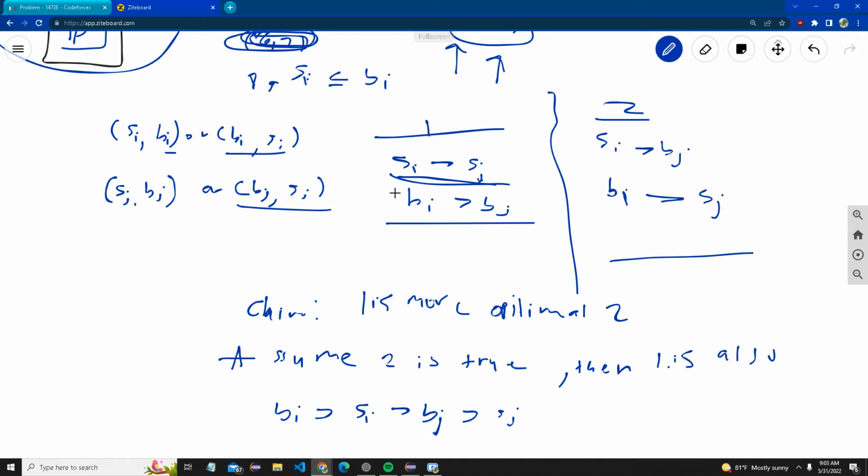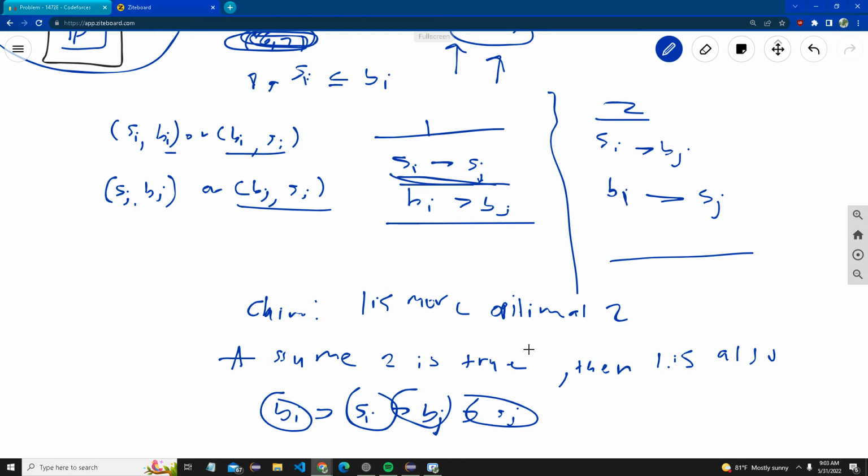Because look, S sub i is greater than S sub j, and B sub i is greater than B sub j. So assuming two is true also makes one true. For every instance that two is true, one will also be true. So we've already proven that two has no advantage over one, because even if two is true, then one is also true.